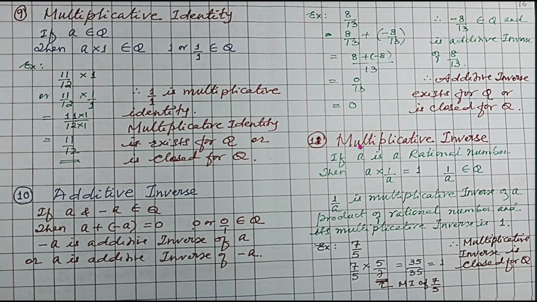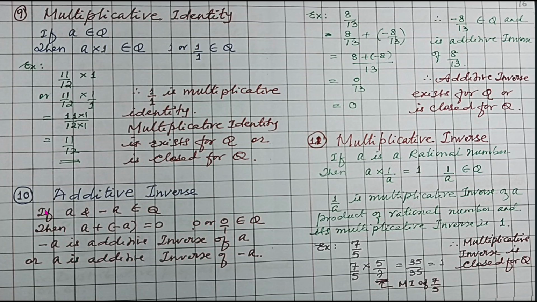Now coming to the next important property, that is multiplicative identity. We already know the multiplicative identity is 1. If a is a rational number multiplied by 1, again we get back the same rational number, that is a. That means 11 by 12 is a rational number. When multiplied by 1, we get again 11 by 12, and therefore multiplicative identity exists for rational numbers, or is closed for rational numbers.